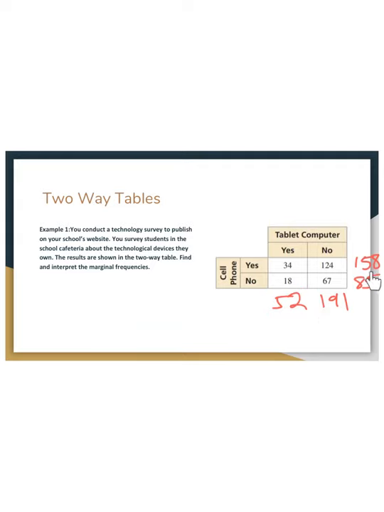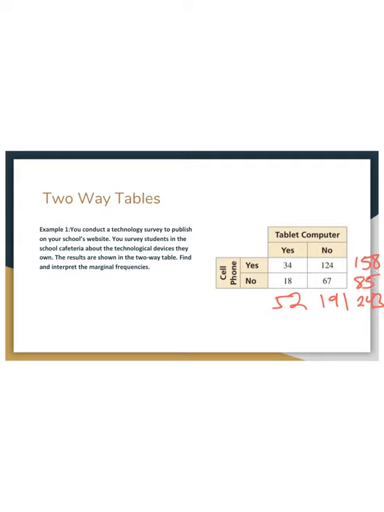Now to find my total number of students surveyed, I'm going to add the sums for the columns, and I'm also going to add the sums for the rows, and they should be the same. So if I add 52 and 191, I get a total value of 243. And if I add 158 and 85, I should also get 243.